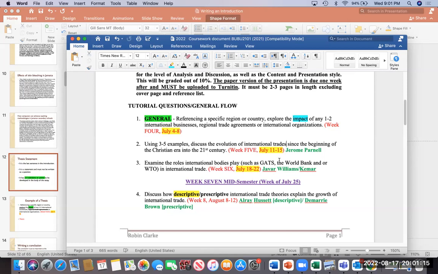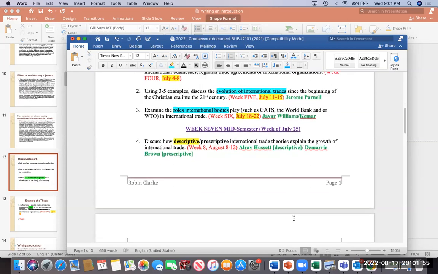The roles of the international bodies? Just roles. You're trying to develop, or if you want to say roles of international bodies, right? So that would be the focus or the controlling idea in number 3. What about, let's go back to number 2 now. What are you trying to develop in the body of the paper in number 2? Evolution. Exactly. So we are trying to develop the evolution of trade theories, or if you want to say evolution, but usually it's evolution of trade theories, right?